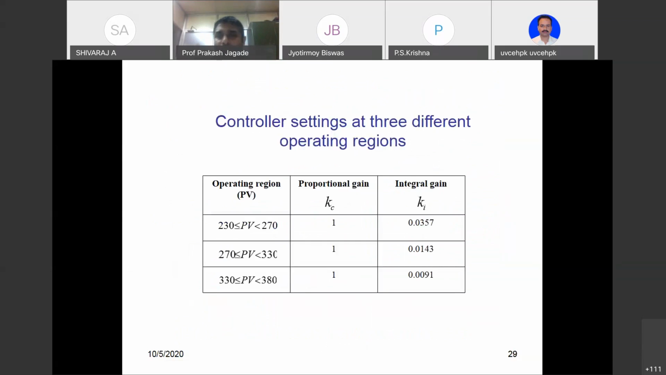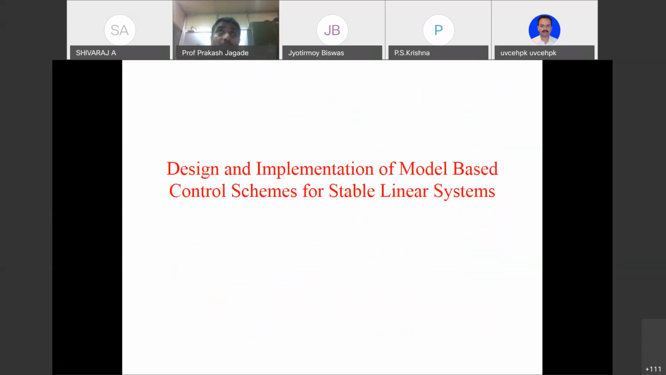The last part, I will not be able to explain in detail because we are running out of time, but let me explain how to design a simple model-based control scheme for a stable linear system. We have extended it for non-linear systems. You can refer to our papers in the reference. I have indicated papers that we published in peer-reviewed international journals.